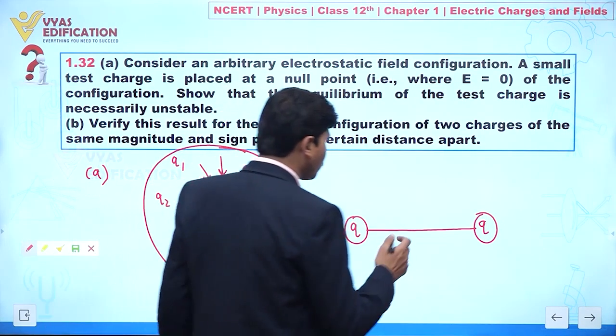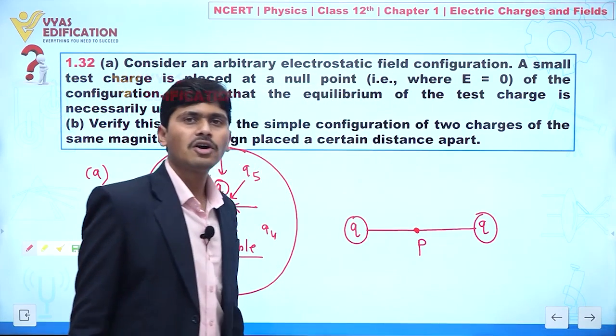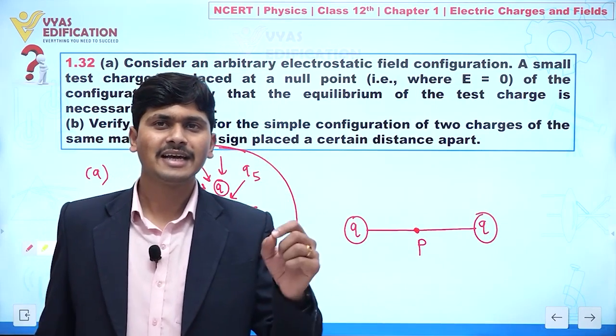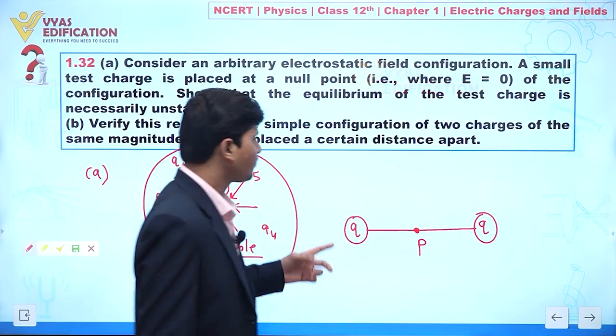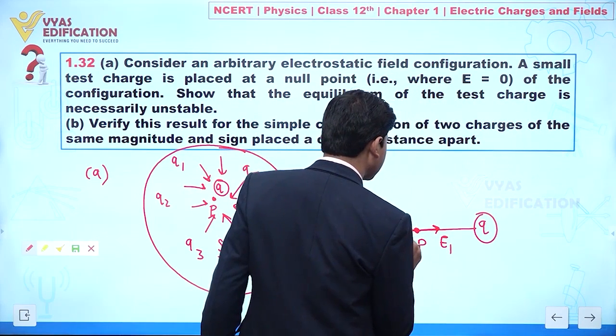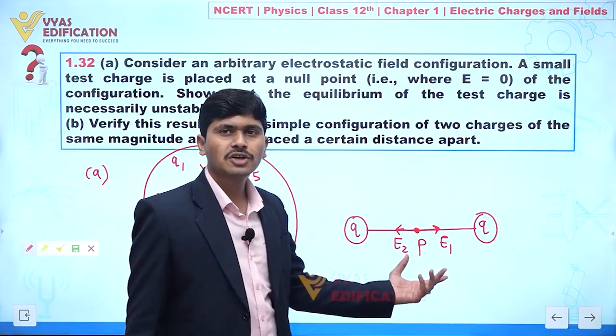Definitely we know that at the midpoint we find net electric field 0, or at the midpoint on the line joining these two charges we find the null point. Yes or no? Because if we take positive charges, E1 and E2 act like this, they will cancel each other. Yes or no? So this is the position of the null point.